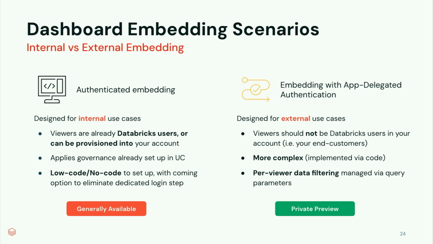So what we did there is that now there's a private preview for what we're calling embedding with app delegated authentication. And real simple, it just means you can provision a service principal, you authenticate your application against Databricks using that SP, and at that point, all of your end customers can impersonate that SP to load that dashboard. So they no longer need data access, and they no longer need to have Databricks accounts.